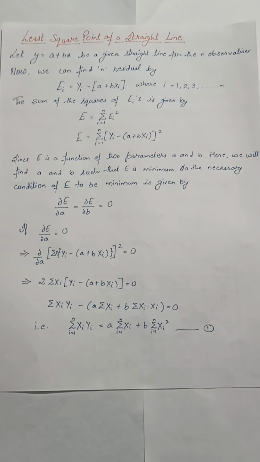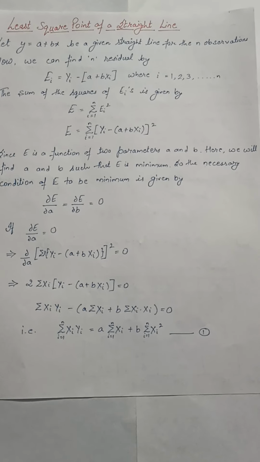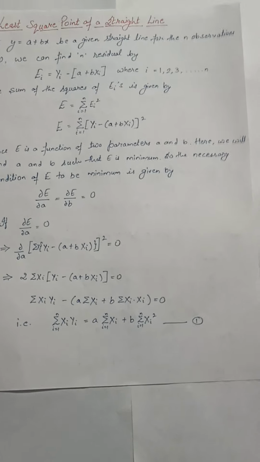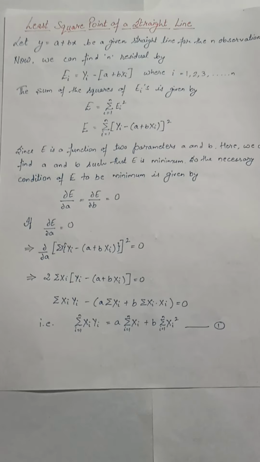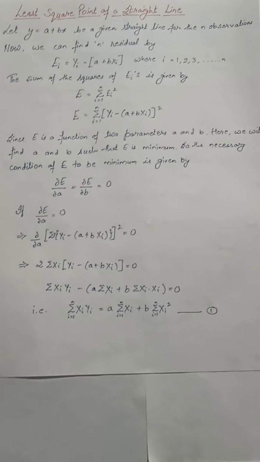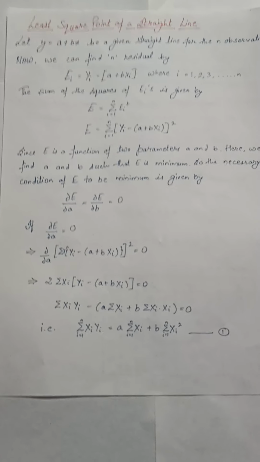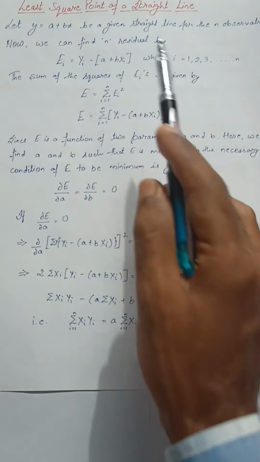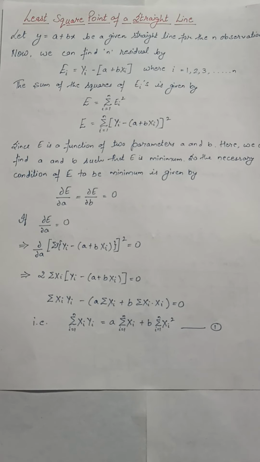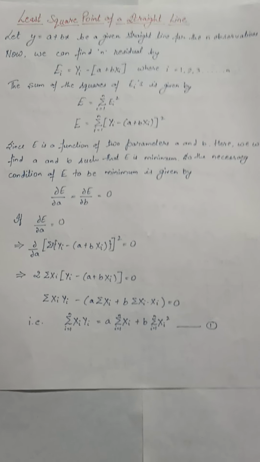Now we can find n residuals by ei equals yi minus (a plus b xi), where i equals 1, 2, 3, 4 and so on up to n. Now the sum of the squares of residuals is given by E equals summation of i equals 1 to n ei square. Now if we put the value of ei in this equation, the sum of square of residuals will become E equals summation of (yi minus (a plus b xi)) whole square.